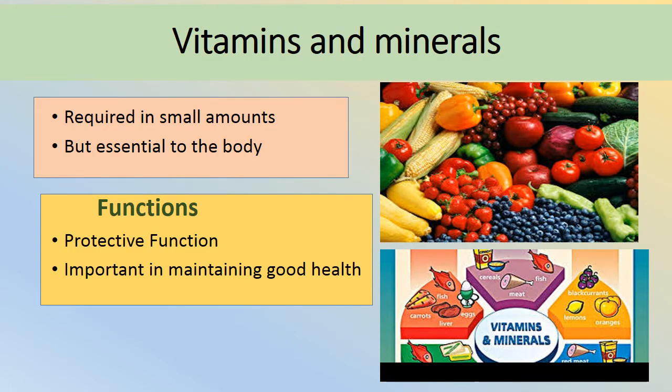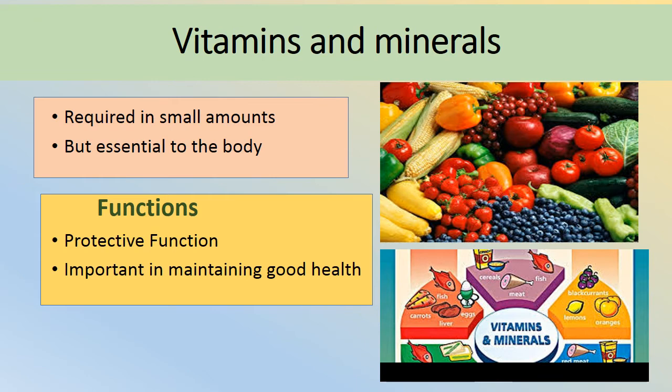So children, the next category of nutrients is the vitamins and the minerals. Vitamins and minerals are required in very small amounts, but they are very essential for the functioning of the human body. So let us see, children, what the functions of vitamins and minerals are.